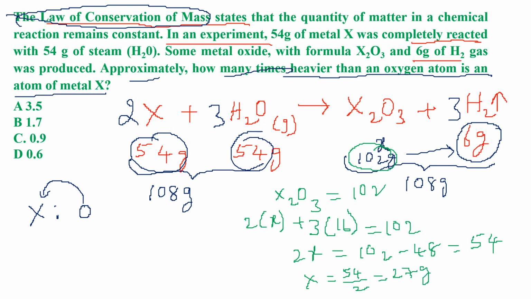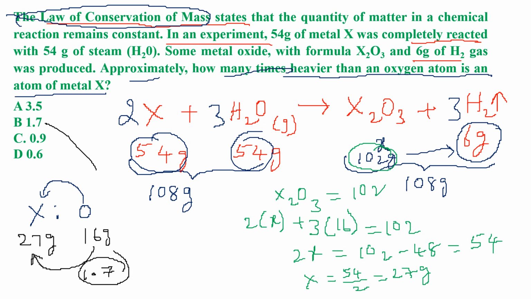Here he is asking how many times greater. Here X is 27 grams, oxygen is 16 grams. Now you tell me how many times it is greater. That is approximately 1.7 times. So the answer is B, the right answer.